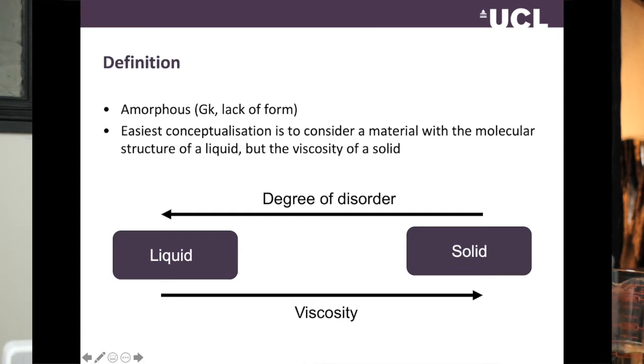So I said amorphous materials are difficult to define, but I'm going to have a crack at defining them anyway because I think we have to. The first thing to recognise is that the word amorphous itself comes from the Greek language and it means lack of form, so it's a very descriptive word. There are many ways of describing amorphous materials and I'm going to give you my favourite one. The way I like to think about amorphous materials is they are high viscosity liquids.